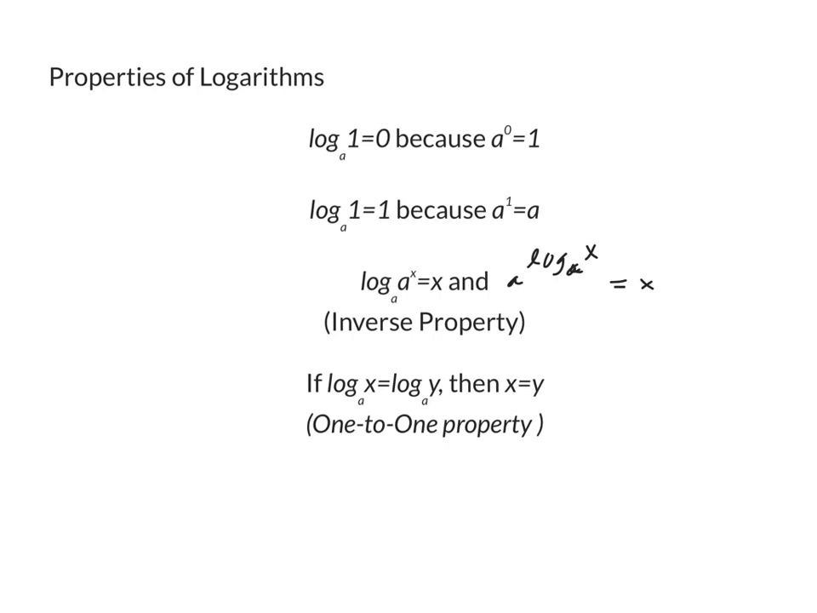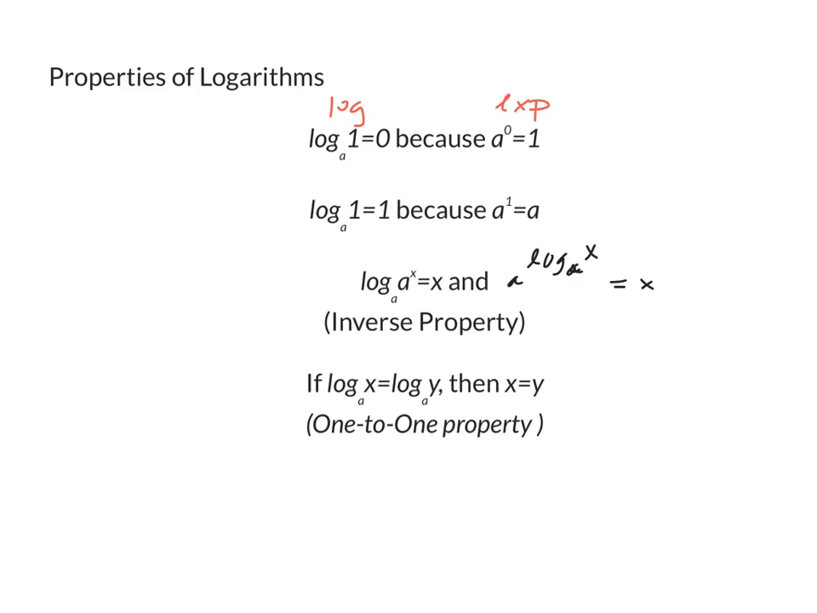All right, here are some properties that you need to know. Log base a of 1 equals 0 because a to the 0 power is 1. That's log form versus exponential form, okay? Just switching them back and forth. Log base a of a is 1 because a to the first power is a.